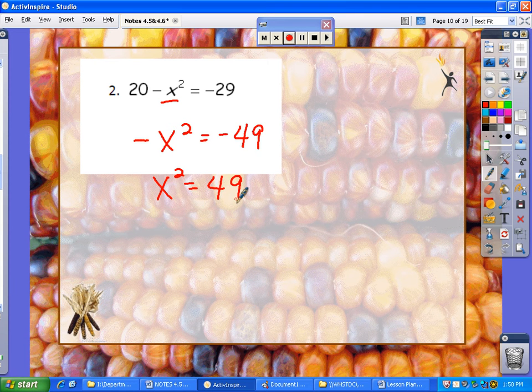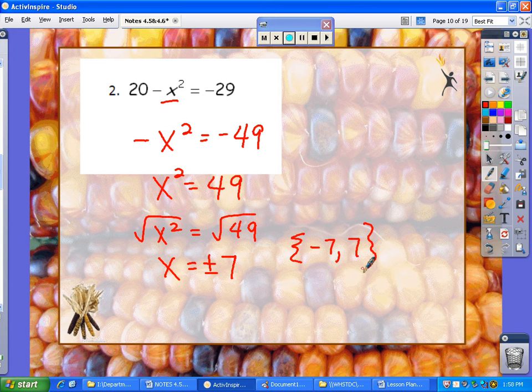Take the square root of both sides. We're going to end up with x is equal to plus or minus 7. Don't forget the plus or minus. You must have that. Anytime you take a square root, you're going to get a plus or minus answer. So your two solutions are negative 7 or positive 7.